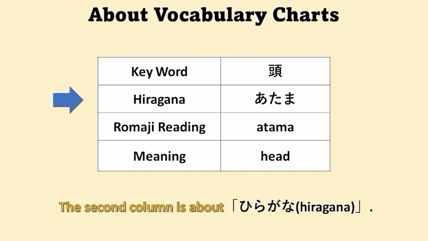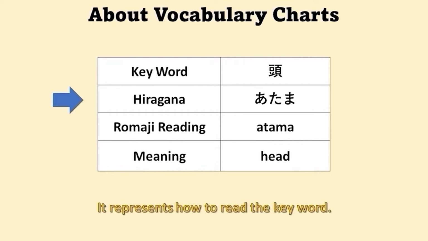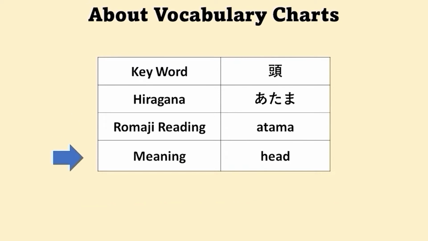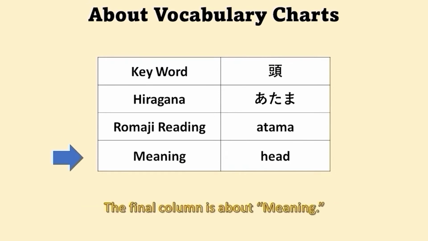The second column is about Hiragana. It represents how to read the key word. The next column is about Romaji reading. It also represents how to read the key word. The final column is about meaning. In this chart, the key word means head.